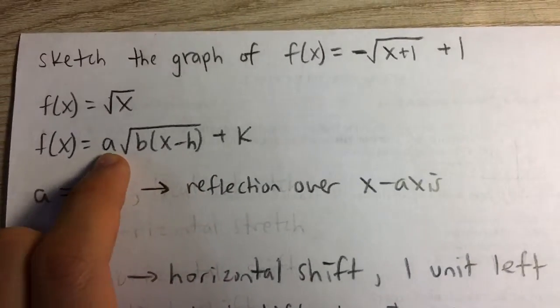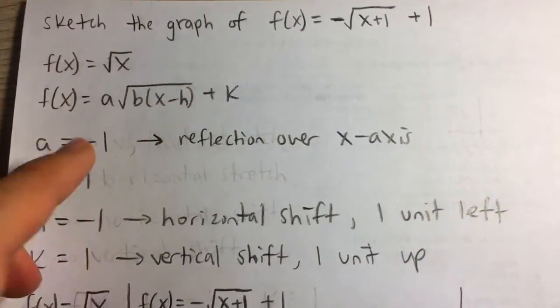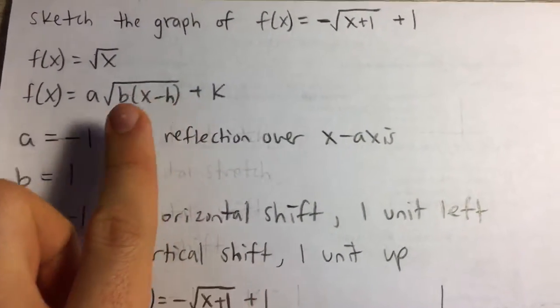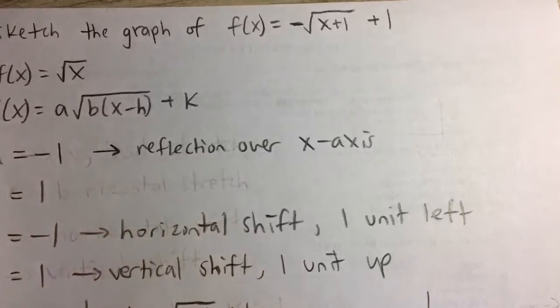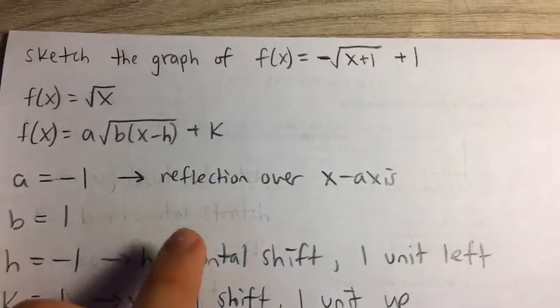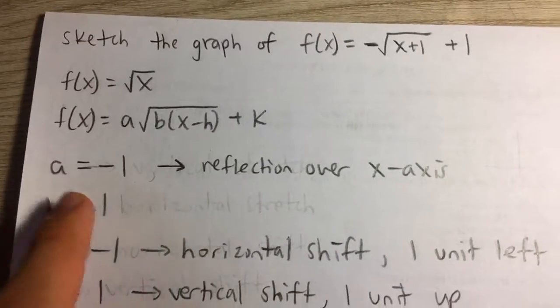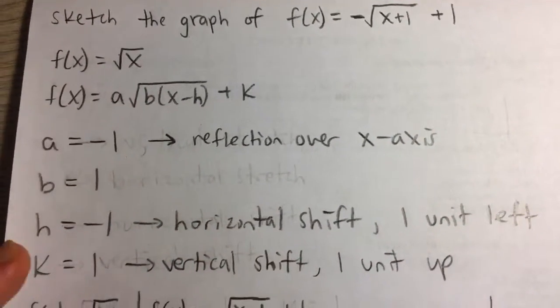The a value in the front represents the vertical stretch. The b value represents the horizontal stretch. The h is the horizontal shift, and the k is the vertical shift. And so here, our a value is -1. If we have a or b that's negative, it means it's a reflection.